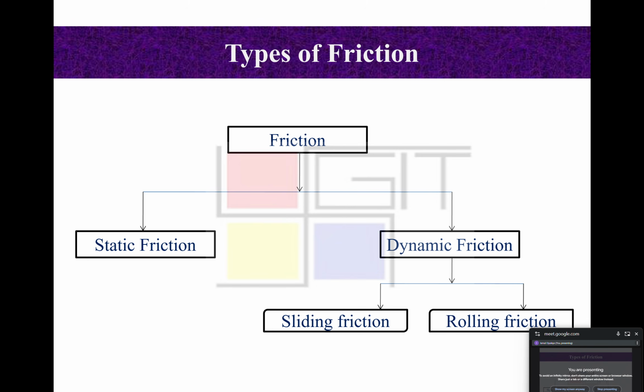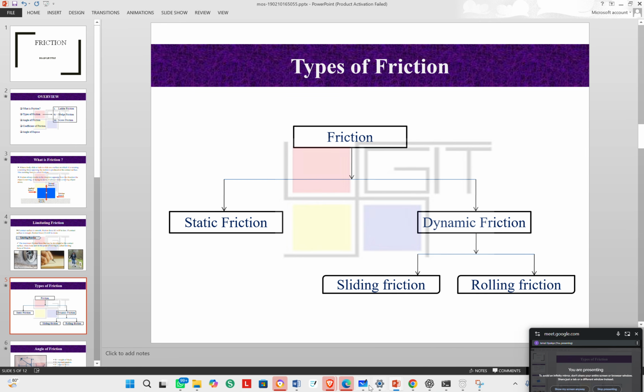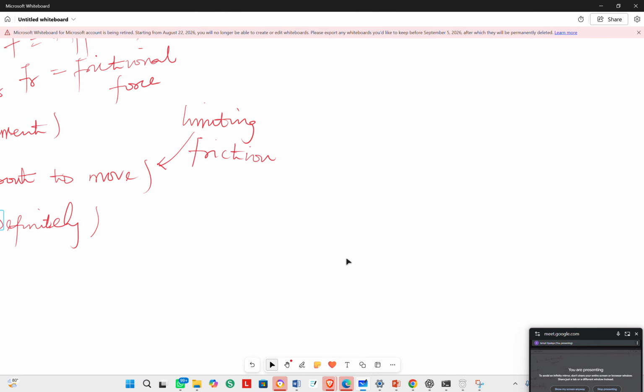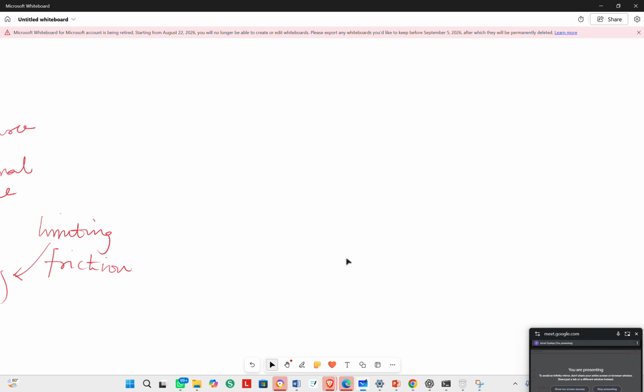Now there's sliding friction and rolling friction. Between sliding and rolling, the one that is more, you expect sliding friction to be more than rolling friction. Are you all understanding what I'm trying to say? Yes, sir. Okay. So which means that you expect sliding friction to be more.